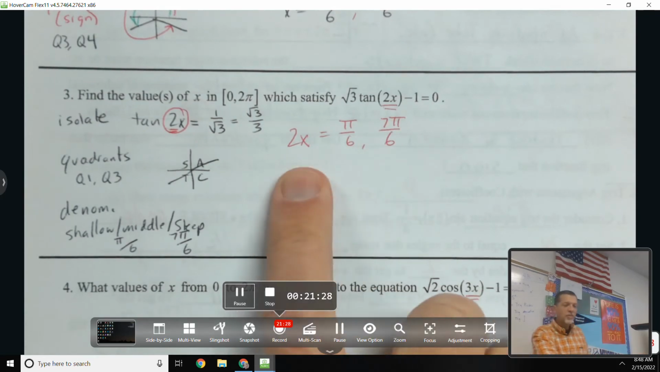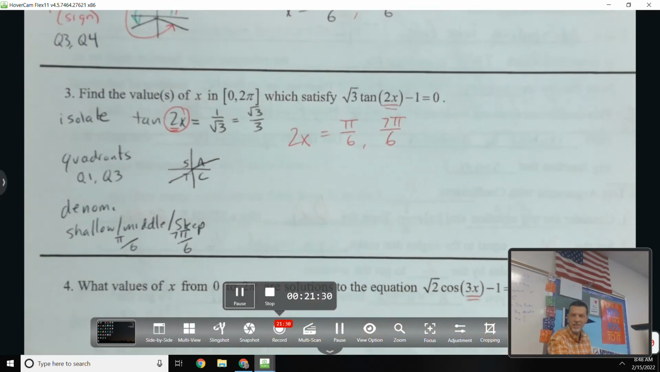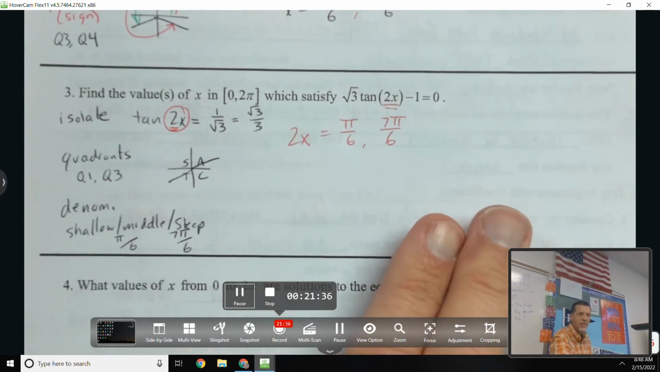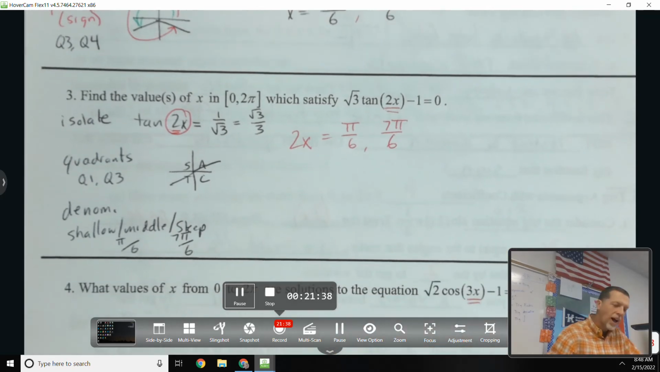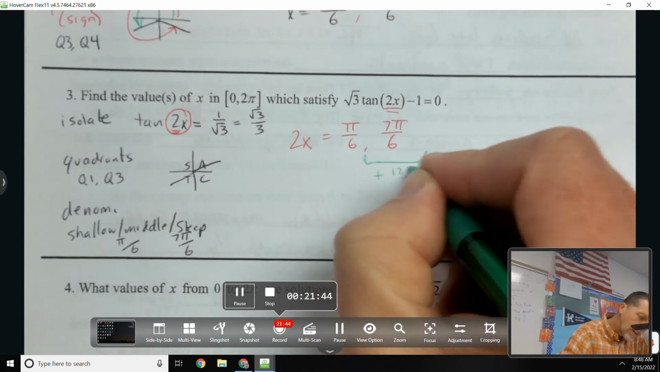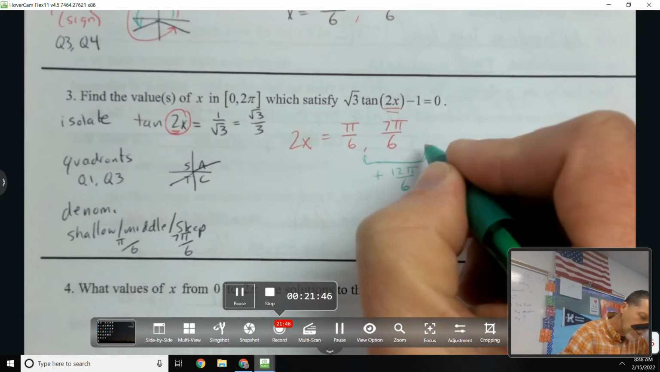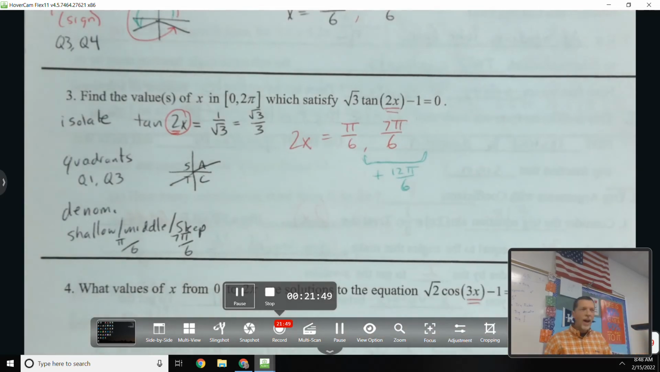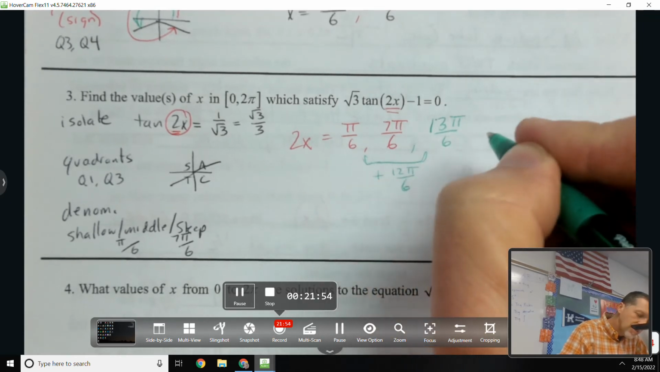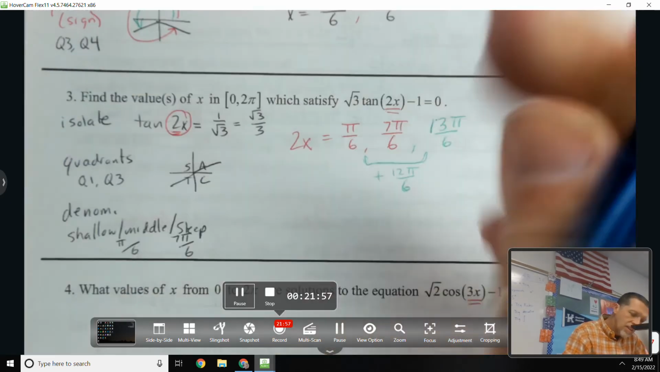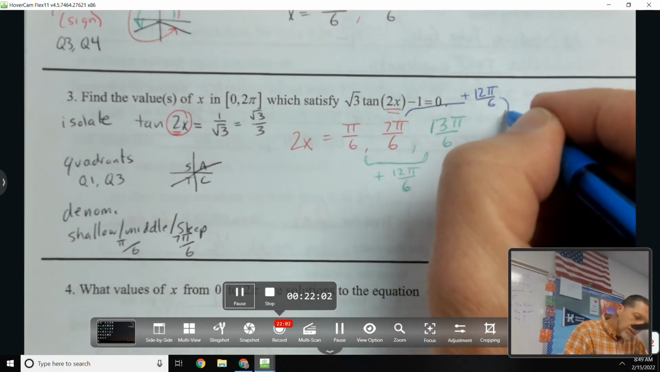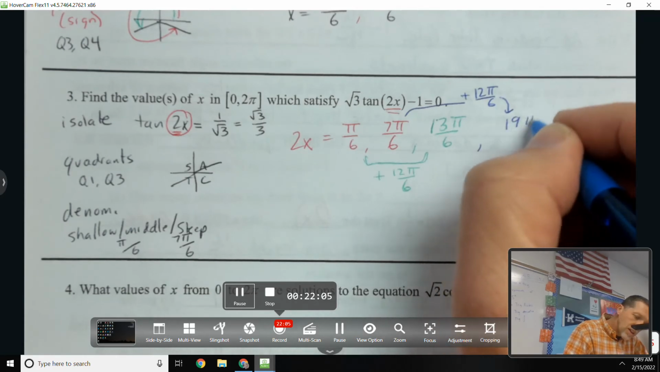You know, if I divide by 2 here, I get 2 answers. They're not wrong. This is not all of them. I need to come up with 2 more answers. 13 pi over 6. So I need to add 2 pi. Again, some fraction knowledge would make this a little quicker. If I add 2 pi, somebody said it, 13 pi over 6. And if I add 2 pi to 7 pi over 6, the common denominator, I get 19 pi over 6.